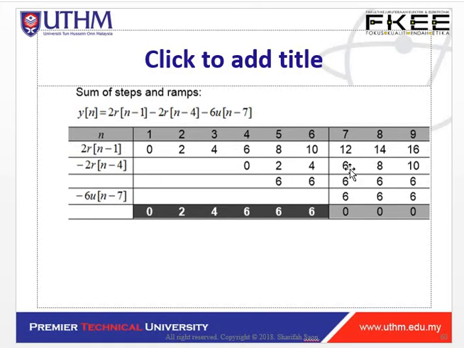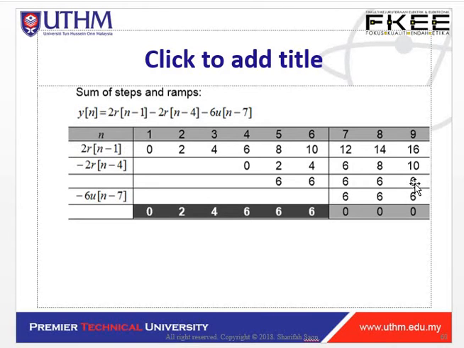6 minus 12 minus 6, you get 6. But here, continue: 14 minus 8, you get 6 also. 16 minus 10, you get another 6. But what you want is to make it stop. You want to get 0, 0, 0. But the answer you provide here gives 6, 6, 6.